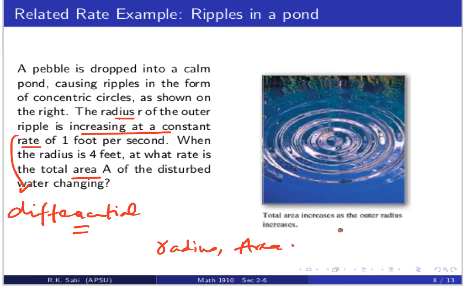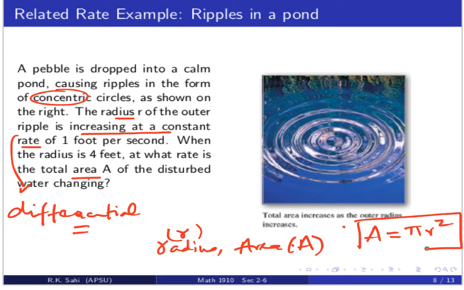So we all know the formula. Let my area be A, let my radius be r, and we know the relationship for the area of a circle, because it is forming concentric circles, is A equals pi r squared. So now we have found the variables, and we have also found the relationship between the variables.